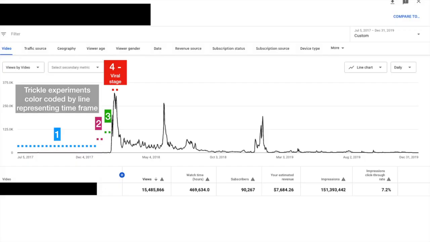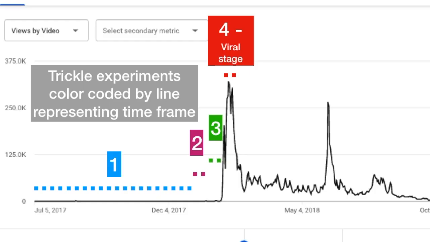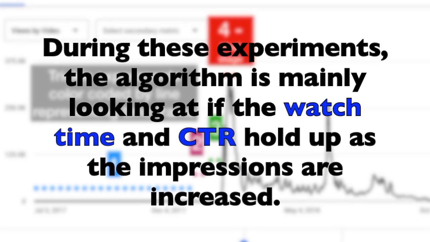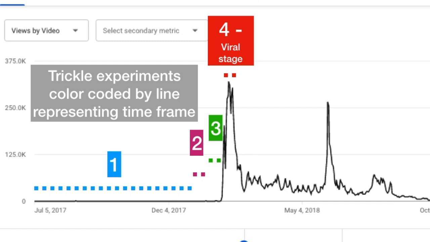This is how the algorithm tests content. A video doesn't just instantly go viral. It's not something that's just based on luck. Rather, it advances through several trickle experiments. If it succeeds, it'll continue to the next one. During these experiments, the algorithm is mainly looking at if the watch time and CTR hold up as the impressions are increased. A video can only advance to the next stage if it succeeds in its current stage. If it fails, then the algorithm keeps the video at the same stage or downgrades it. This process is constantly repeating for every video on the platform for the purpose of delivering the very best content to viewers.